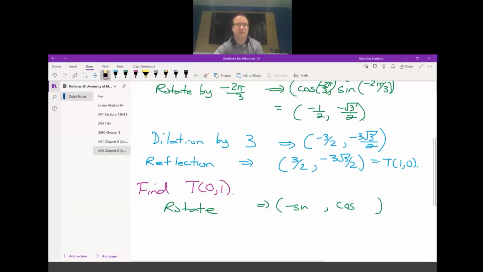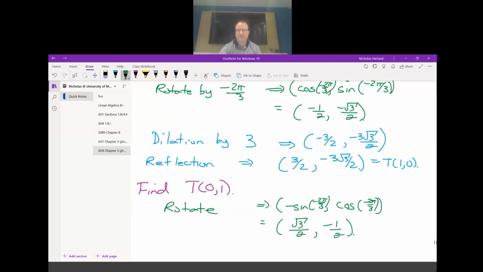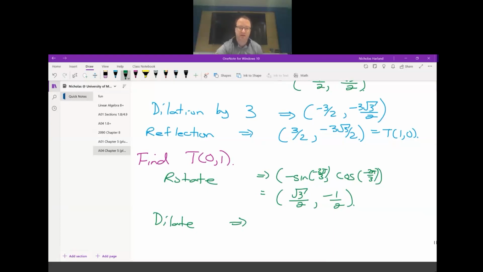So plugging in negative 2 pi over 3, or 4 pi over 3, or negative 120 degrees if you're still living in a degree world, either way we get root 3 over 2 and negative a half. Okay, so again, the rotation is the most complicated part. The other ones are slightly less complicated. Any questions about how we managed to do the rotation?